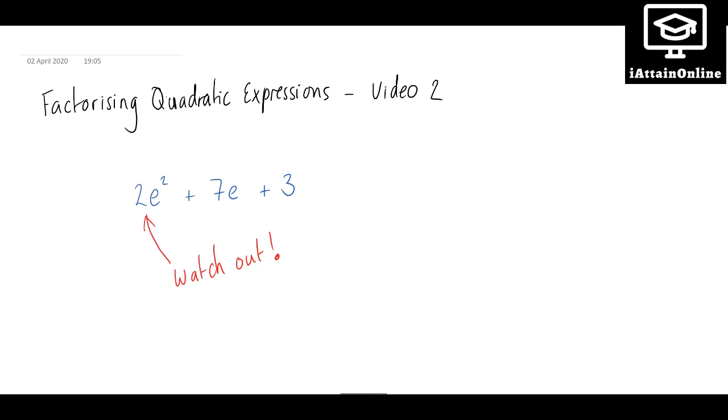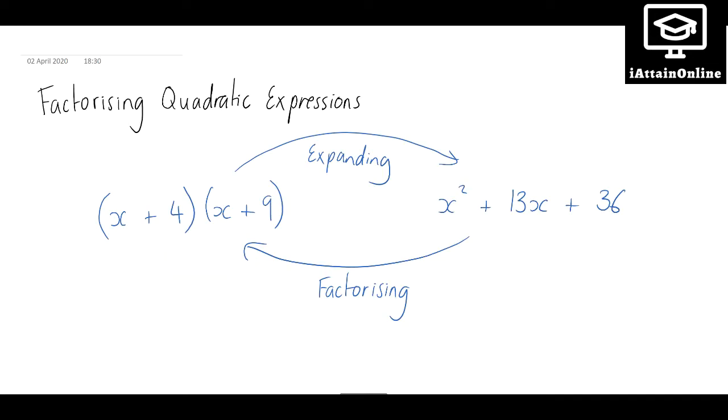Hello, so I'm going to do a second video on factorising quadratic expressions. This one is where the coefficient of the x squared, i.e. the number before the x squared, is not a 1. In three of the examples we did in the last one, there was an invisible kind of 1 in front of the squared term.